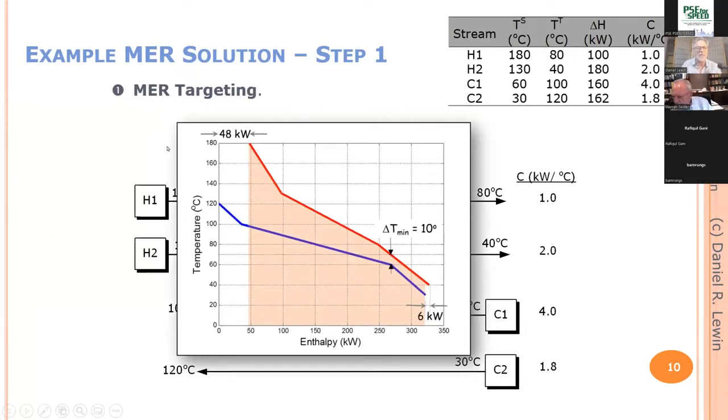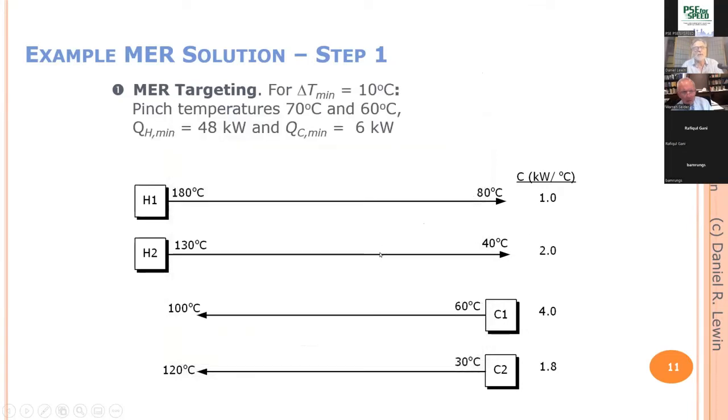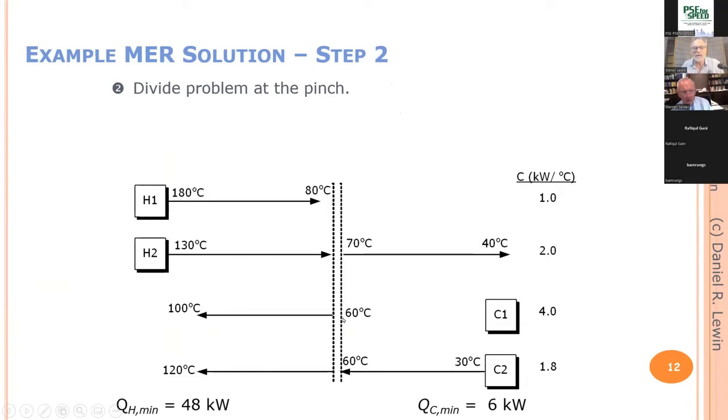So, for example, for the problem that we started the section with, there's the reactor and the heat and the distillation column. The minimum heat requirement is 48 kilowatt. Minimum cooling requirement is 6 kilowatt. For delta T min of 10 degrees, the pinch temperatures are 70 hot, 60 cold. So the first thing we do is we take all four streams, separate the system at the pinch, and then design first above and then below the pinch.